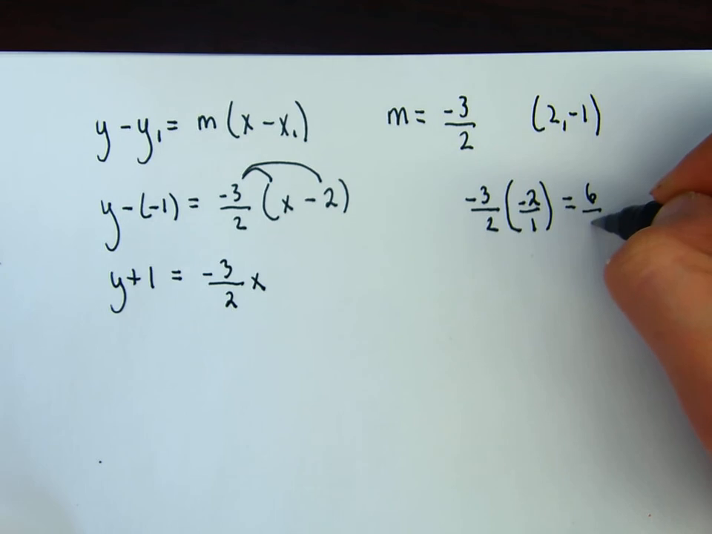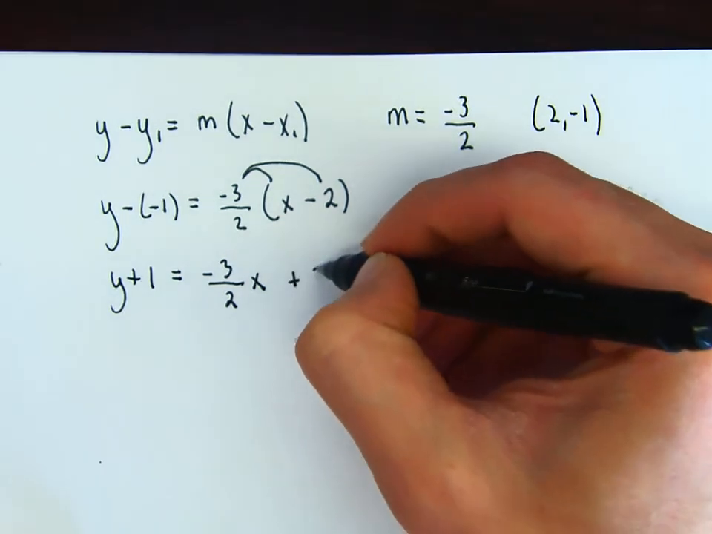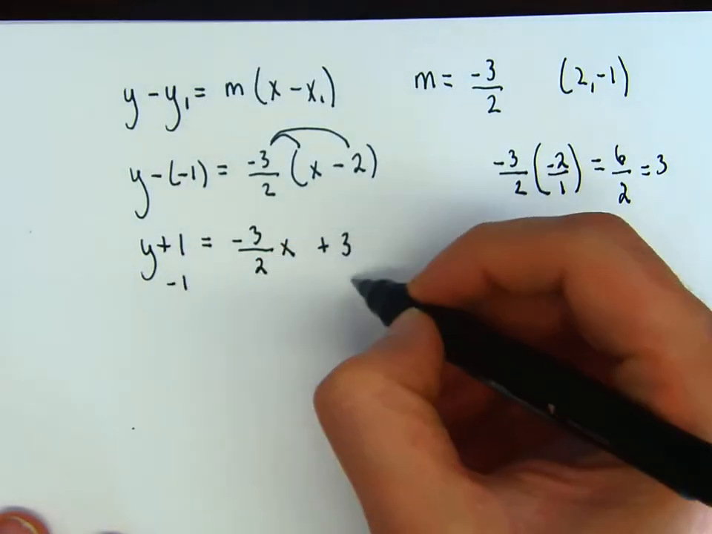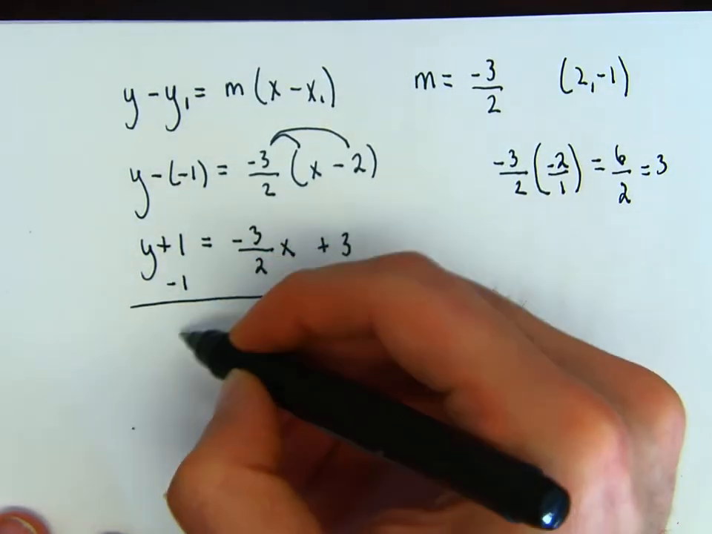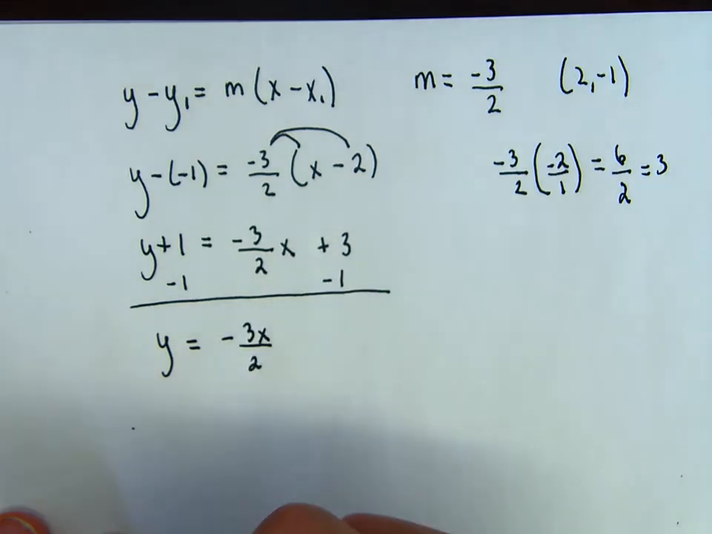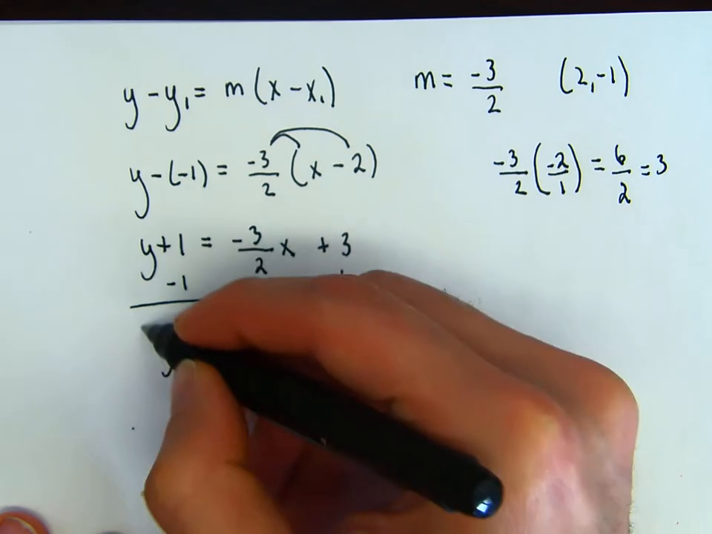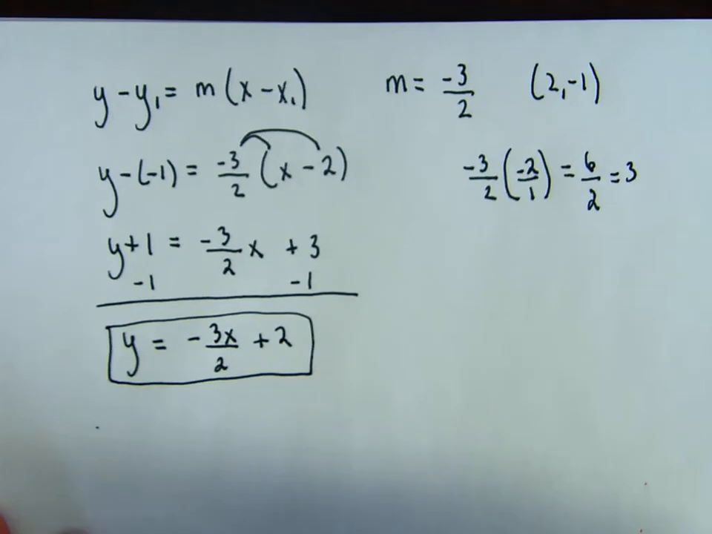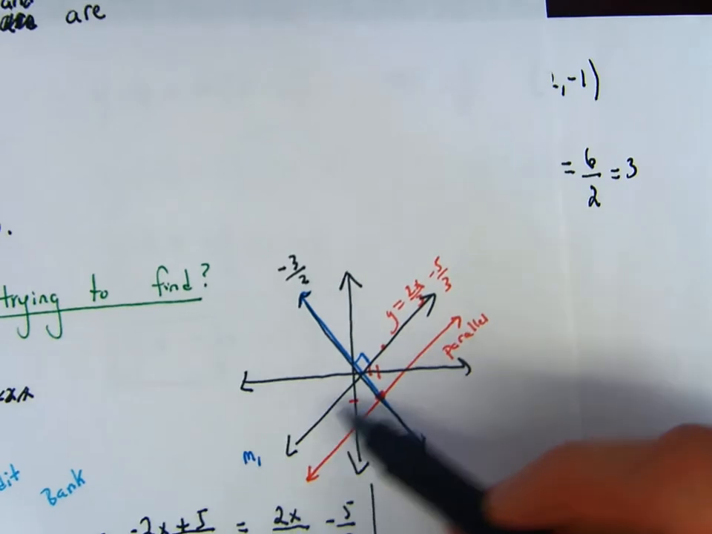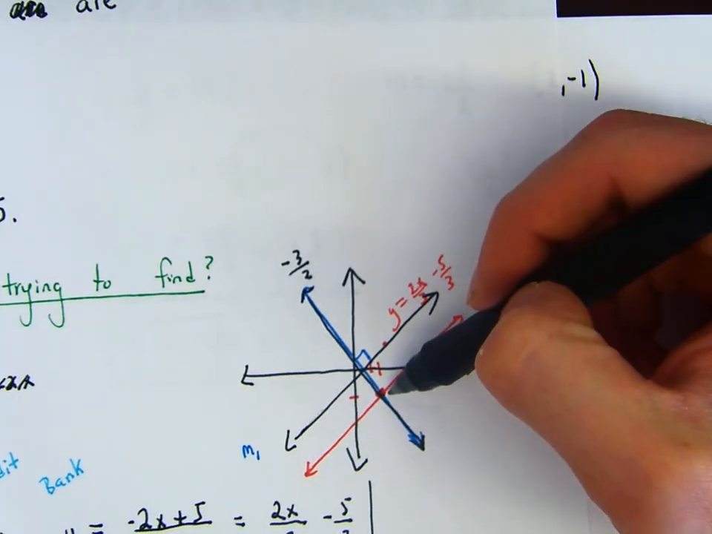2 times 1, 2, 3. So this should be a positive 3. Minus 1 on both sides. Y is equal to negative 3 over 2x plus 2. This is the line that is perpendicular to this original line that also intersects that point 2, negative 1.